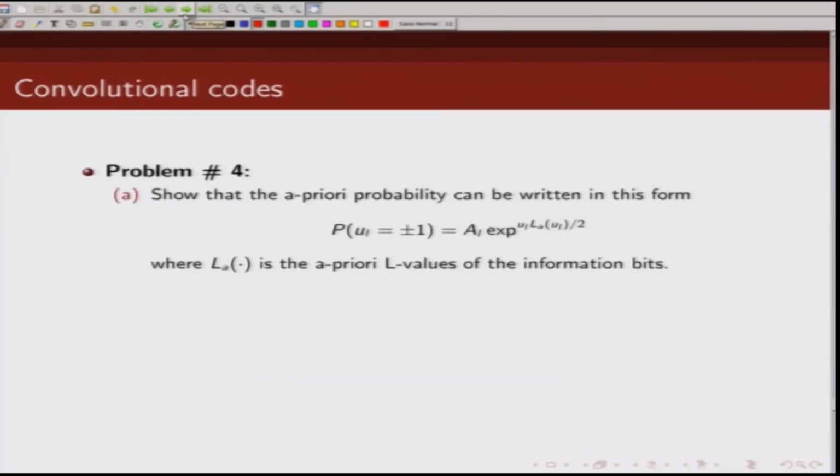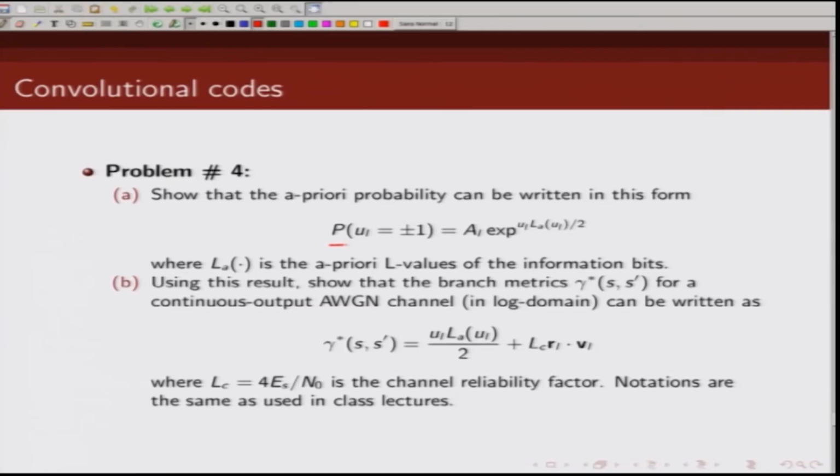Finally, let us come to the BCJR algorithm that we talked about. So, the first question is, can you write the a priori probability in this particular form, and also the branch metric in log domain, can it be written in this particular form?